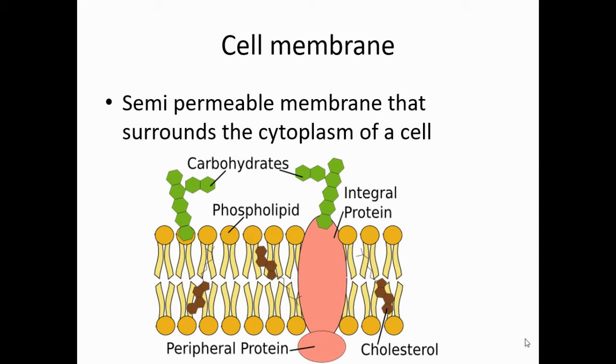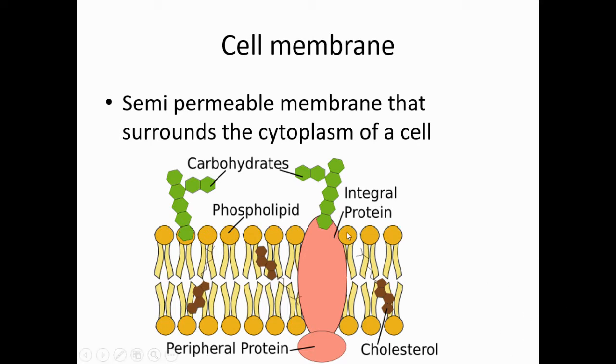So the first part of the cell that we want to talk about is the cell membrane, and this is the most outer layer of a cell. It's a semi-permeable membrane, which means that it allows certain things in and certain things out, but not everything. And it's going to surround the cytoplasm. Its main job is to keep some things in and some things out.